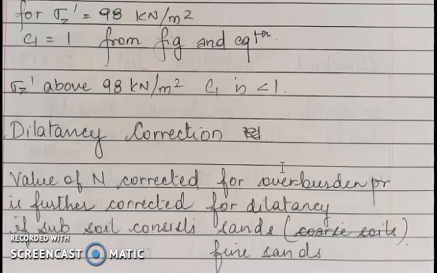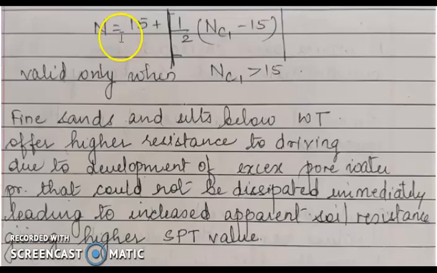Okay, especially when it comes to fine sands. Now the equation for correction for dilatancy is N equals 15 plus half of (NC1 minus 15). Now what is NC1? NC1 is the corrected value of N after you have applied correction for overburden. That is, NC1 equals N observed, the observed value of SPT, multiplied by C1, that gave you NC1, correct? So you deduct 15, the difference you divide by 2, and that is added to this 15.